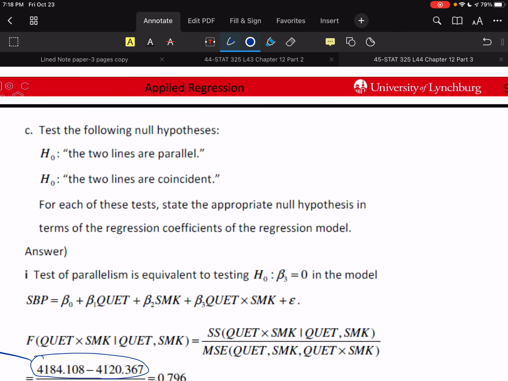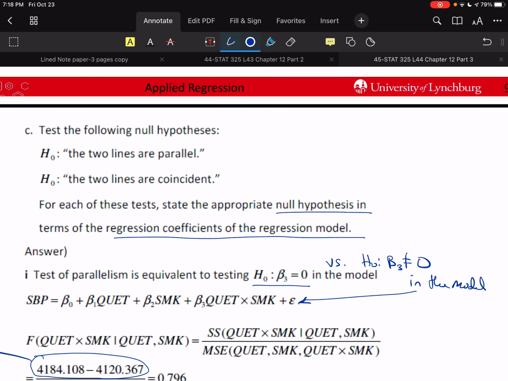For each of these tests, state the appropriate null hypothesis in terms of the regression coefficients of the regression model. The test of parallelism is H naught: beta 3 equals 0, versus the alternative that beta 3 is not equal to 0, in the model here. Now, if beta 3 is 0, then this term goes away, and the slope is beta 1, the slope for QIT. If it's not equal to 0, then the slope is beta 1 plus beta 3, and we would not have parallel lines.